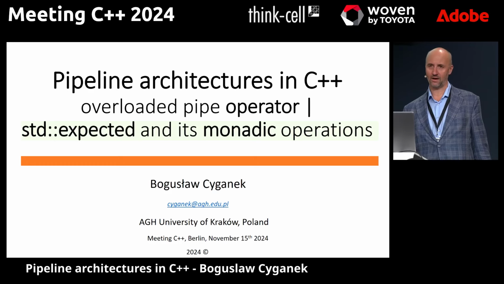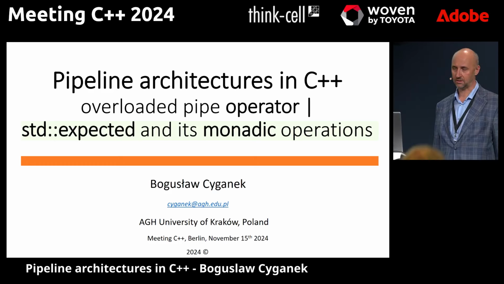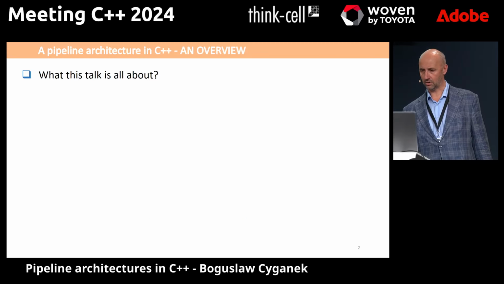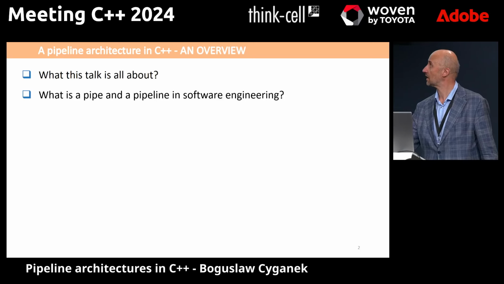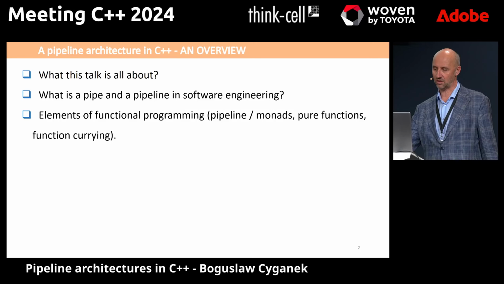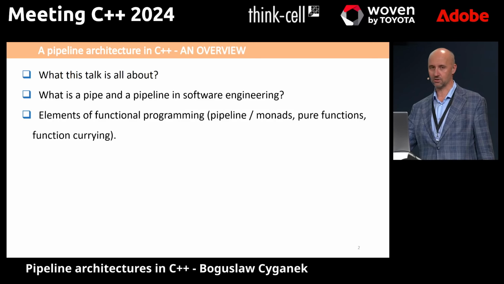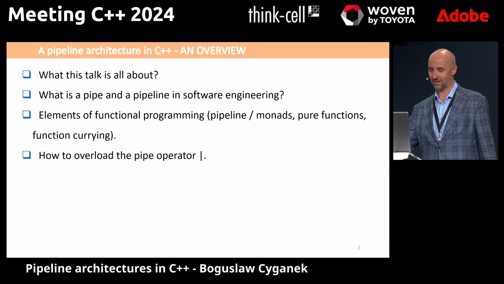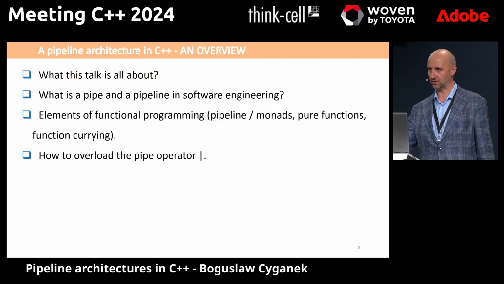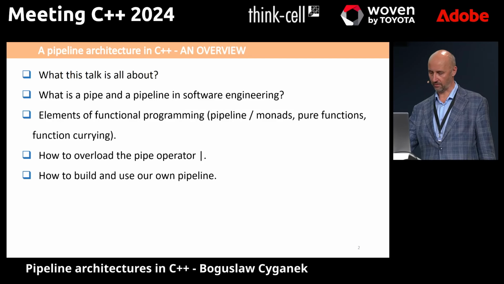So actually, we'll have two parts. First is how we can make a pipeline in our code. And this is the outline of what we'll be talking about. So we'll touch upon functional programming, but not too much, so don't worry. And it won't be about the ranges library. So we will start with this a little bit, but we'll do something original out of the ranges library, although it is based on its ideas.